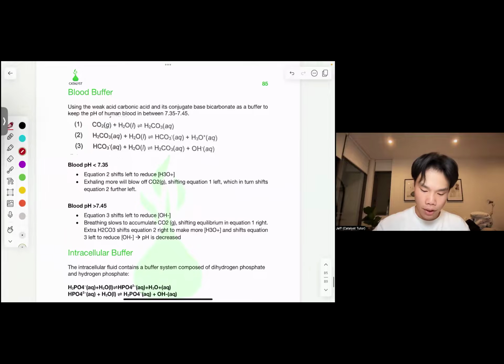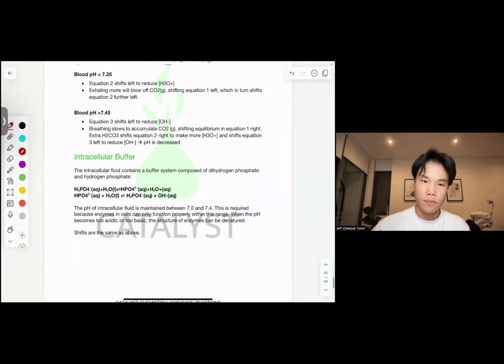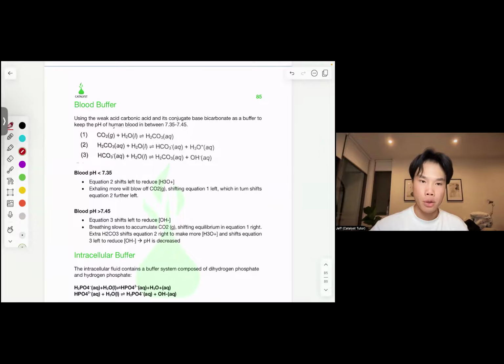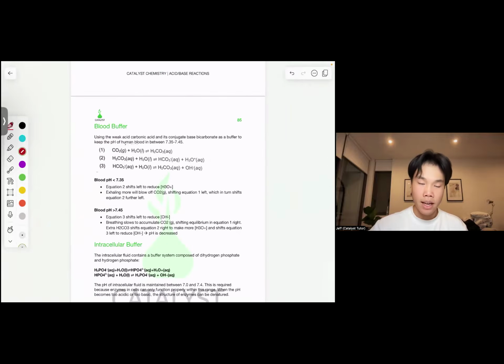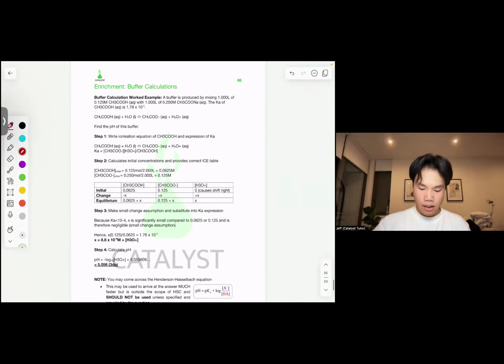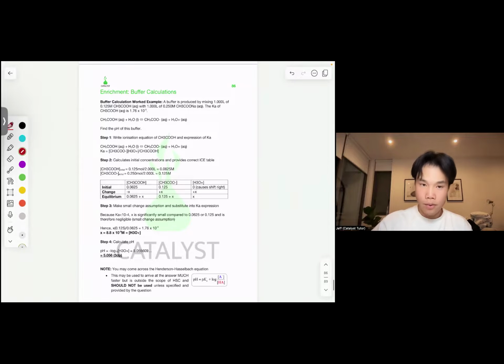The blood buffer and the intracellular buffer, some schools also teach this. I would say as a minimum, memorize one so you can talk about it confidently in a question and understand how buffers work so you can discuss any buffer system through the shifting as we've done today. Finally, one of the tougher types of calculation is a buffer calculation. If you haven't seen it before, you would get decked by it in your exam, but you've seen it here.